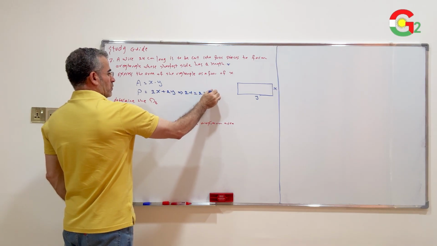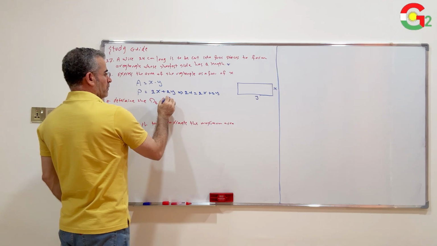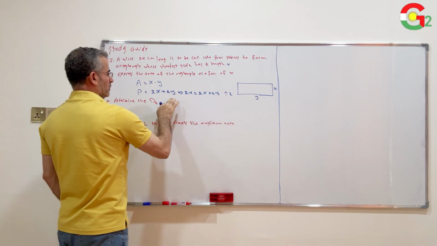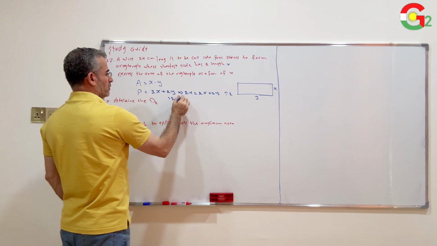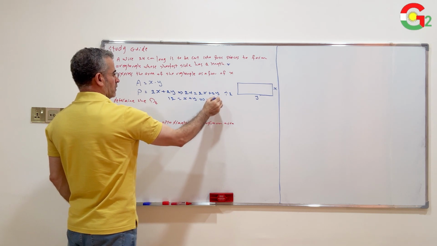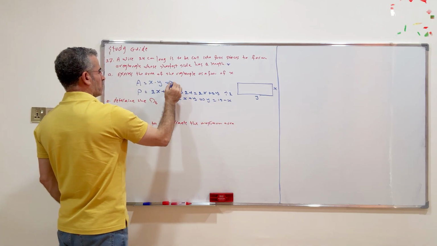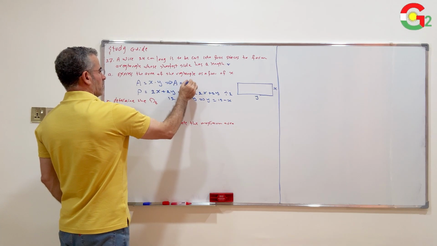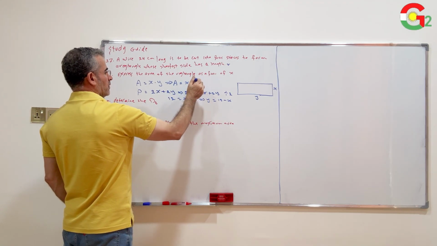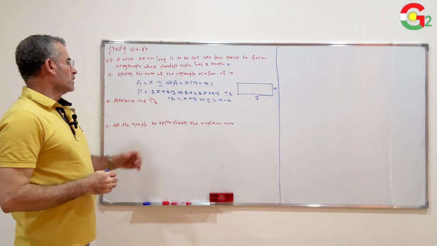2x plus 2y. Then y will be, divide this equation by 2, 12 equals x plus y. Then y equals 12 minus x. Now I can replace y here by 12 minus x. This is the area in terms of x.